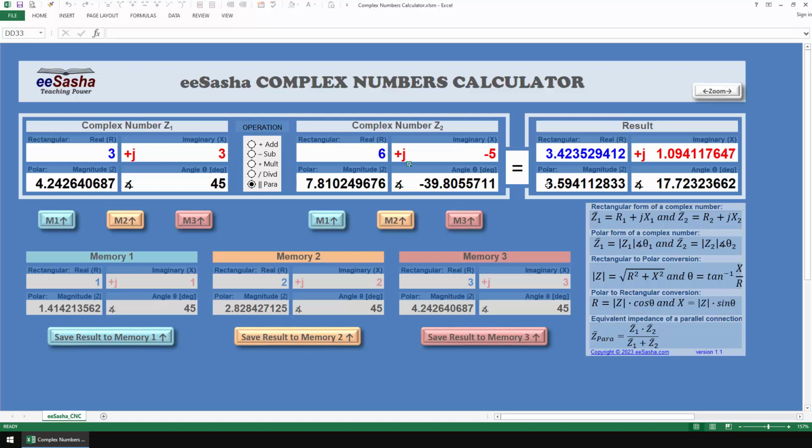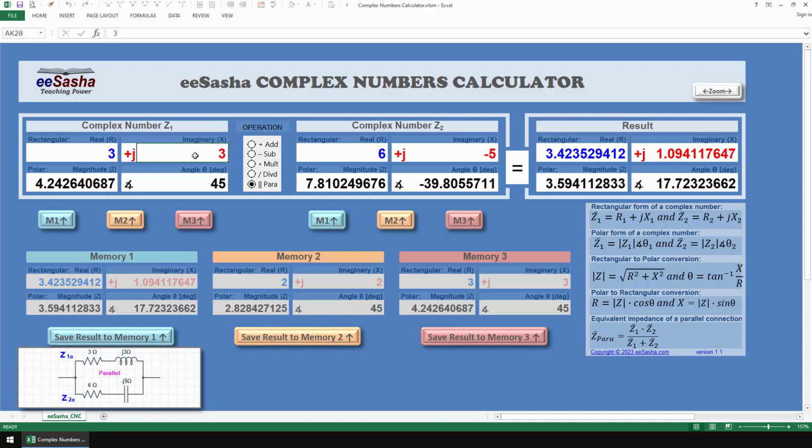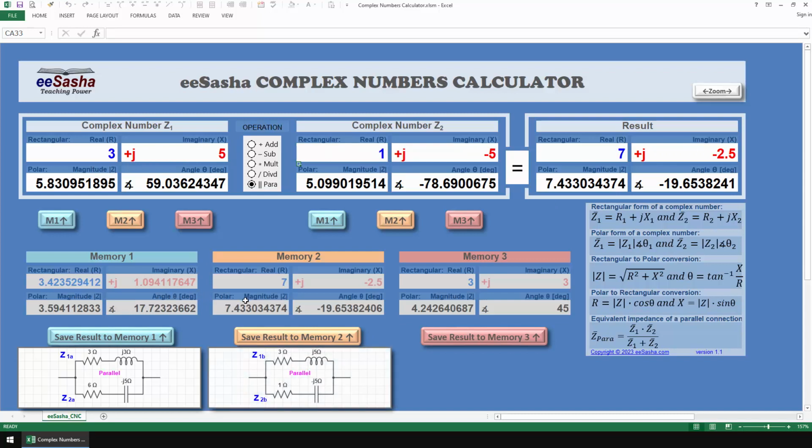That is the reason I developed memories in this complex numbers calculator. So depending on which memory we want to store this result in, we can click one of these three buttons. Let's say we want to save the result to memory 1. There it is. Let's say we calculated some other equivalent impedance, and we want to save this result in memory number 2. And say these two equivalent impedances are connected in series, so we want to add them up.